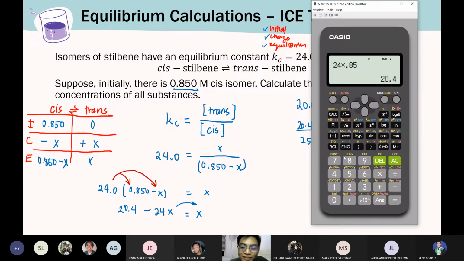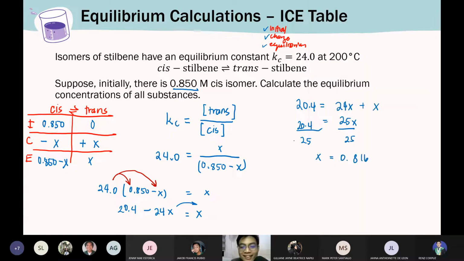Nakabisa na eh. Paulit-ulit na kasi this week. Ayan. Okay. So, 0.816. And yan na yung value ng x natin. Okay. So, yan pala yung value ng x. Pero that is not the answer yet. Because, again, you are asked the equilibrium concentration. Ang nasolve mo lang is yung x.